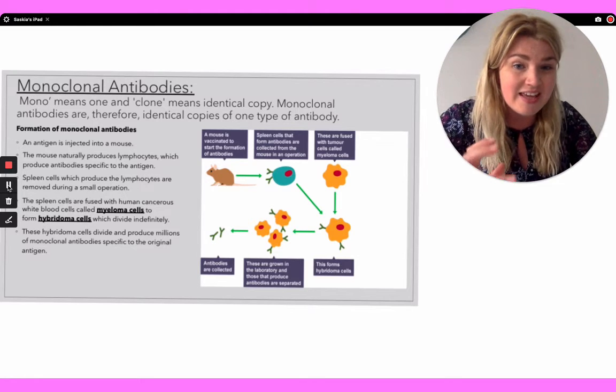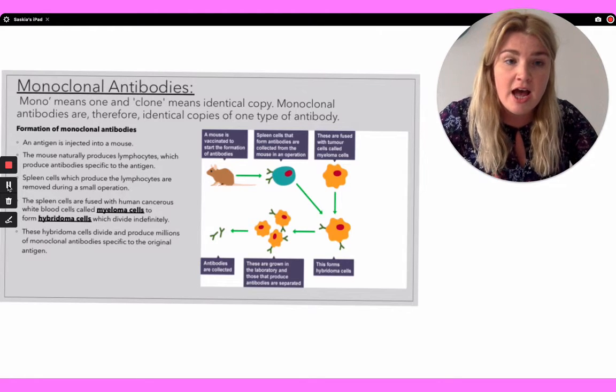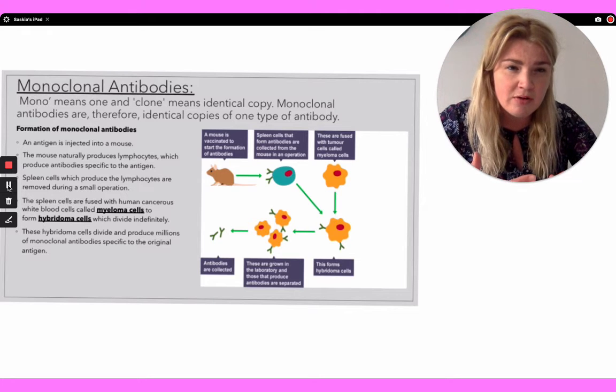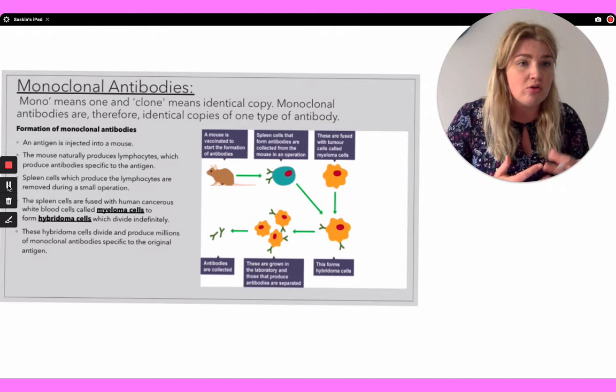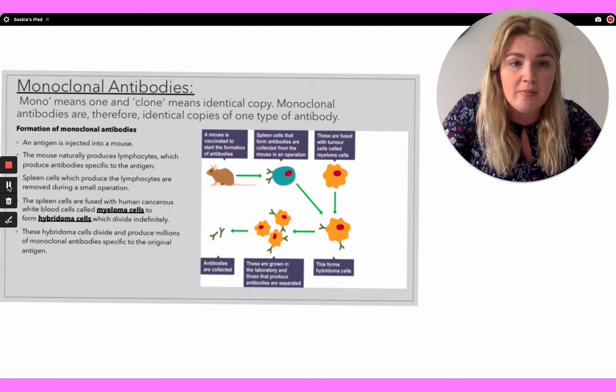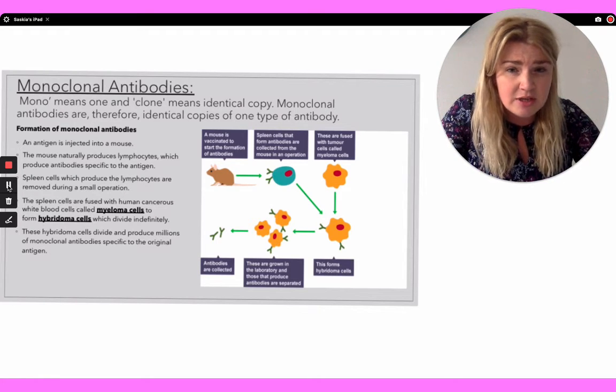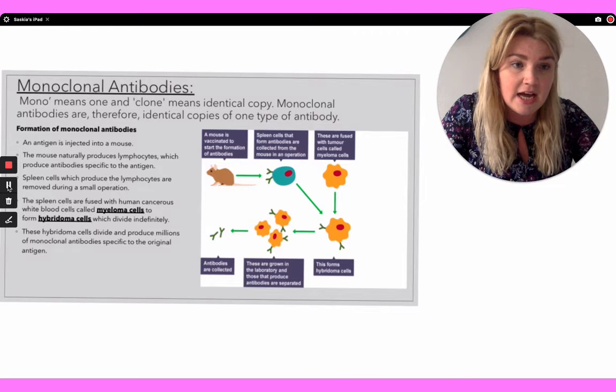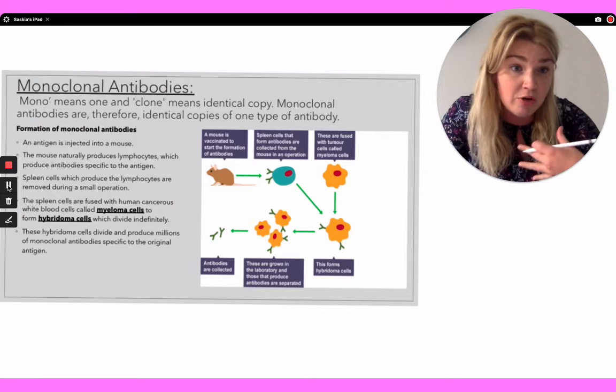There's an awful lot of ethics behind this as well, which I'll talk about in a minute, because we use the spleen of a mouse to produce these antibodies. So obviously they have a great cause in treating cancer and other diseases. It is kind of against animal rights because we're using mice mainly to produce these antibodies that are then extracted for our use as humans.